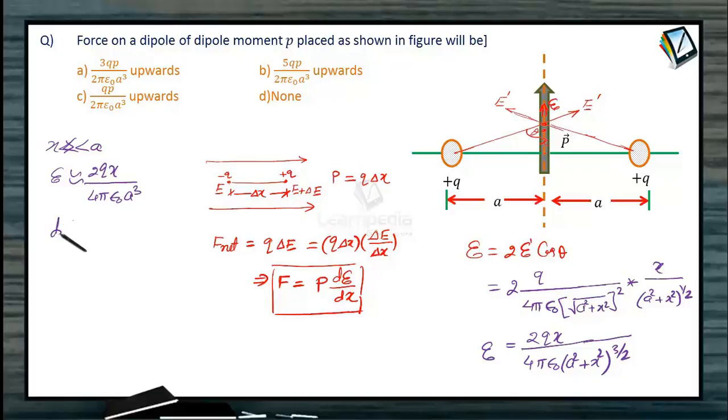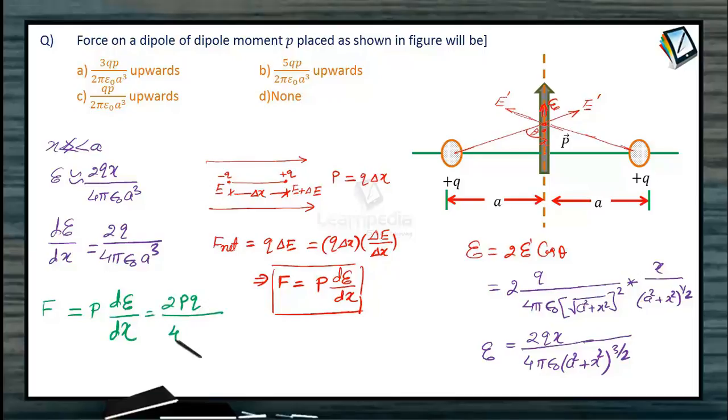So what will be the value of d by dx? d by dx will be 2q divided by 4 pi epsilon naught a cube. So the net force acting on this dipole must be equal to what? The dipole moment vector multiplied with d by dx in the direction of the dipole moment. So here we have calculated the rate of change of E with respect to x. We can multiply it with P. So it becomes 2pq divided by 4 pi epsilon naught a cube.